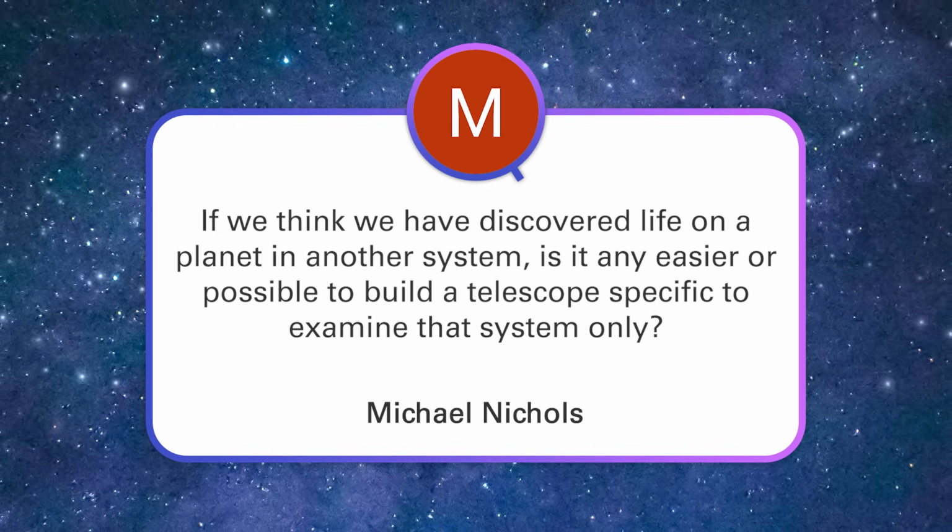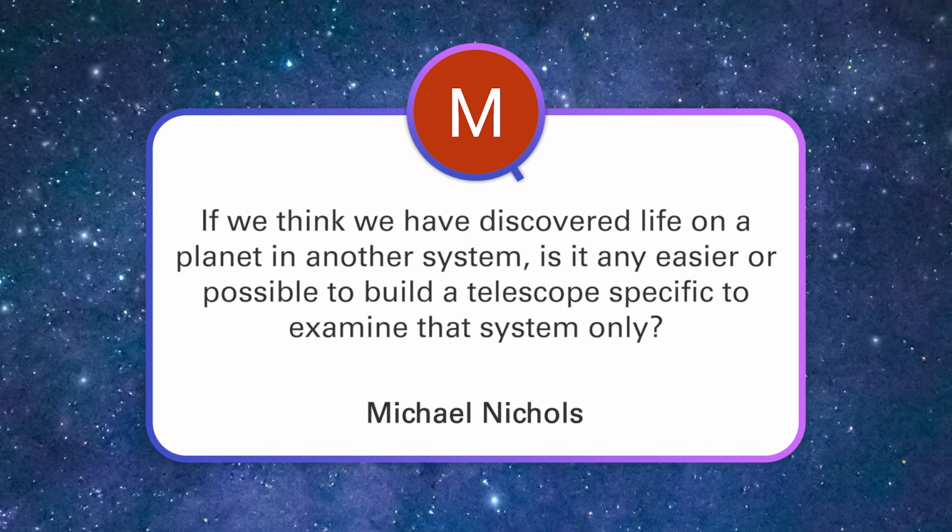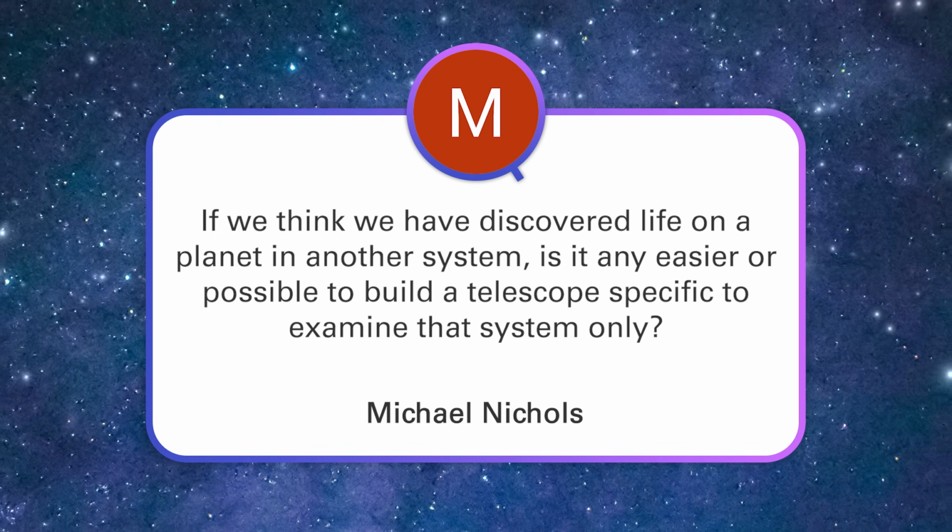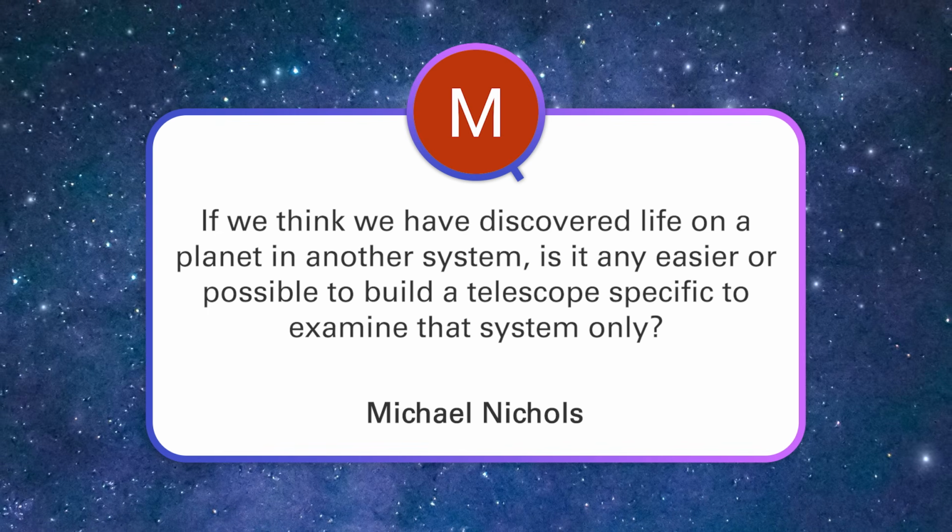Michael Nichols asks: if we think we have discovered life on a planet in another system, is it any easier or possible to build a telescope specific to examine that system only? Yes, in that you know the parameters of the star you're looking at and the faintness of the planet you're attempting to observe, so you could make sure that your telescope meets that certain minimum criteria.